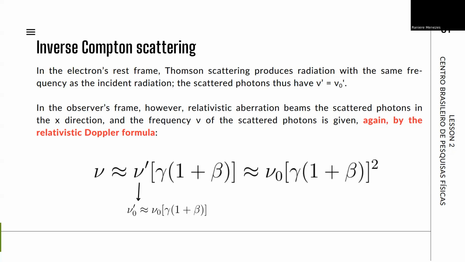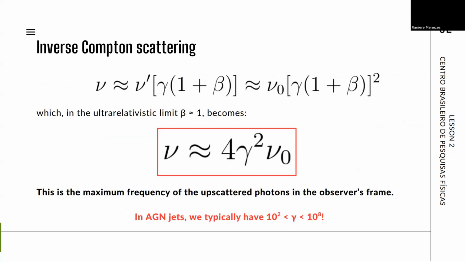We can simplify, in the ultra-relativistic case, beta tends to 1, and then we have this. So this is the maximum energy a photon can have if it's Compton scattered. This is the most optimistic case, the ultra-relativistic electron. This is the maximum energy we can get.